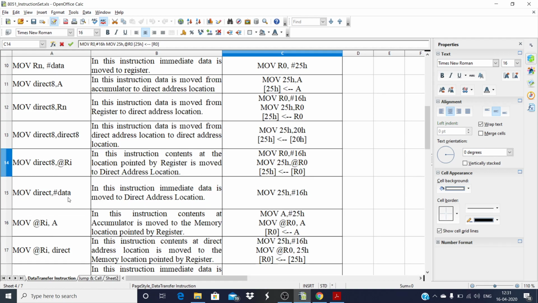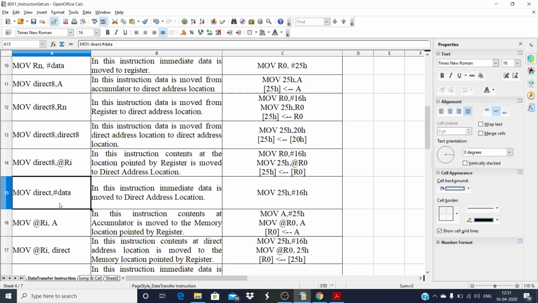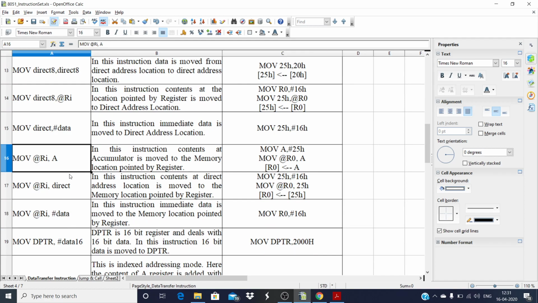Next instruction, move direct comma hash data. In this instruction, immediate data will be moved to the direct address. For example, move 25h comma hash 16h means value 16 will be moved to location 25h, means 25h will have content 16. Next instruction, move at the rate Ri comma A. In this instruction, the contents of the accumulator are moved to the memory location pointed to by the register.